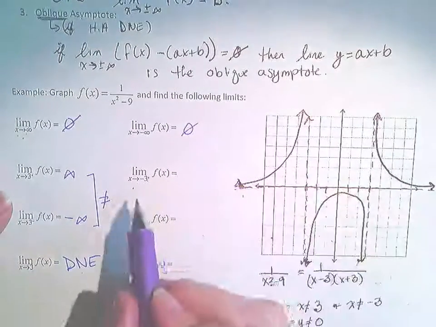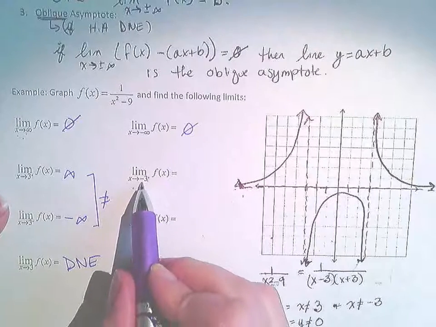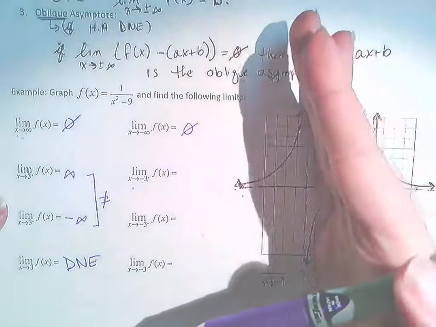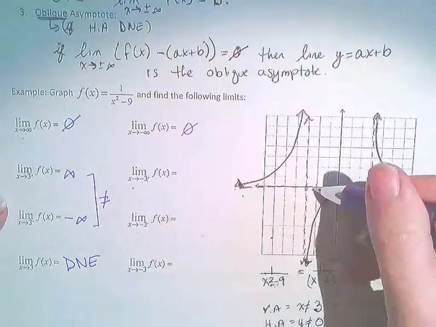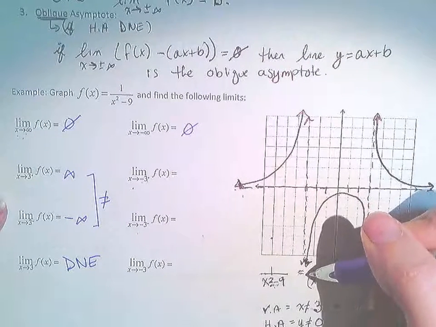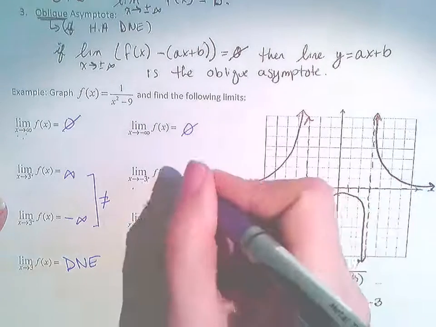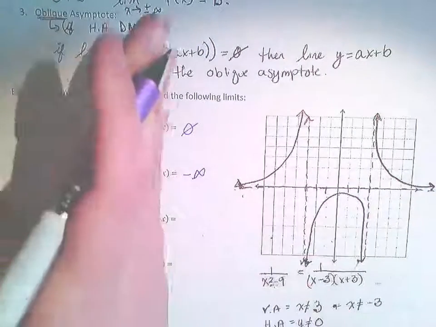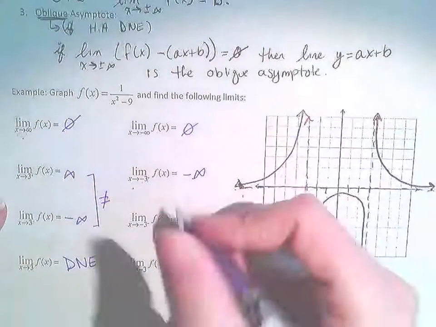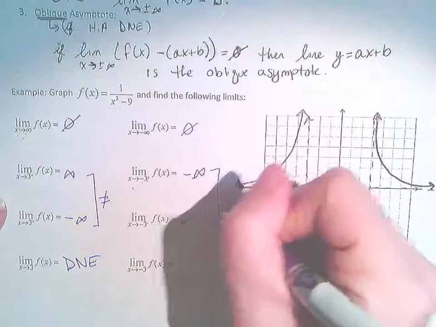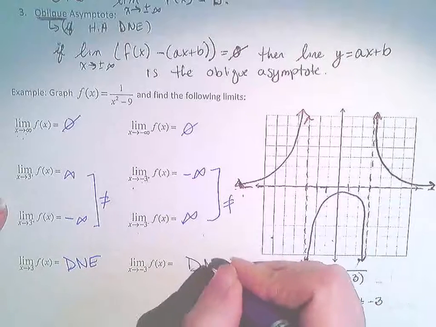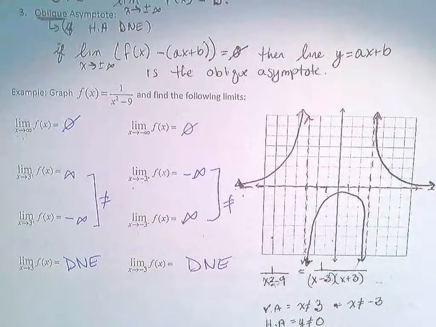So here, as we approach -3 from the right, that means I want to go this way from the right, and I'm going to -3. At -3, what's happening to my graph? It is going to negative infinity. But as I approach -3 from the left, where am I going? Up to positive infinity. So again, because these two do not equal, this limit does not exist.